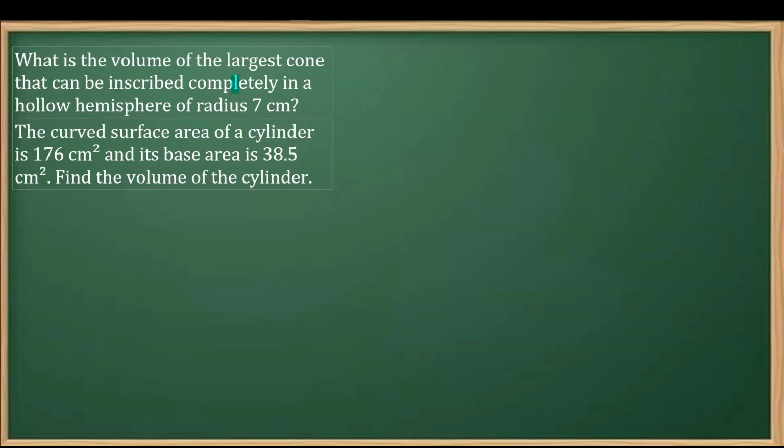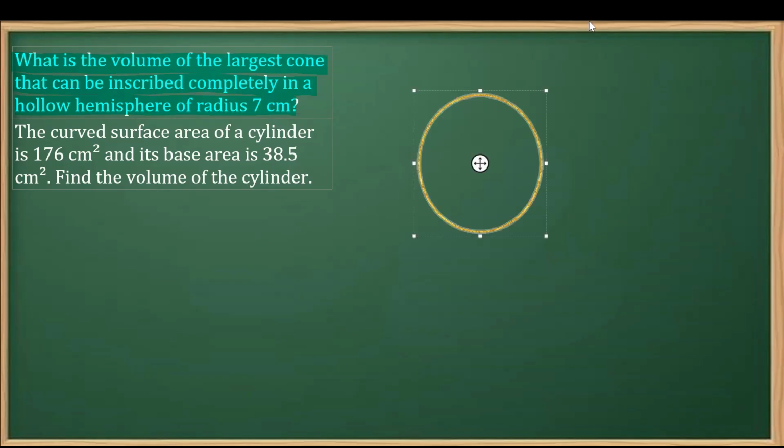We are going to do these two questions from the chapter surface area volume in this video. First question says, what is the volume of the largest cone that can be inscribed completely in a hollow hemisphere of radius 7 centimeter? So first I'm going to make a hemisphere. Let's say if I erase this portion and make it a circular base, well, this is what a hemisphere looks like.